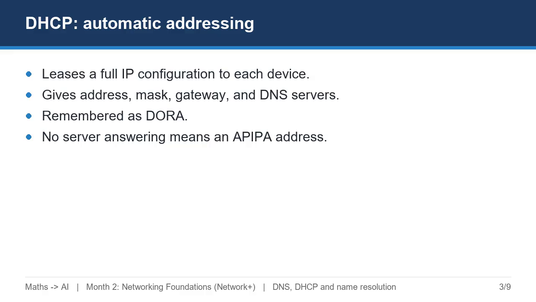Let's start with DHCP, the Dynamic Host Configuration Protocol. It leases each device its full configuration, an IP address, a subnet mask, a default gateway, and the addresses of DNS servers. Everything a device needs to talk on the network. If no DHCP server answers, the device falls back to that 169.254 APIPA address we met last time, and it has no real connectivity.